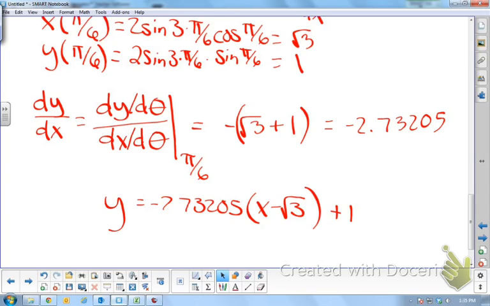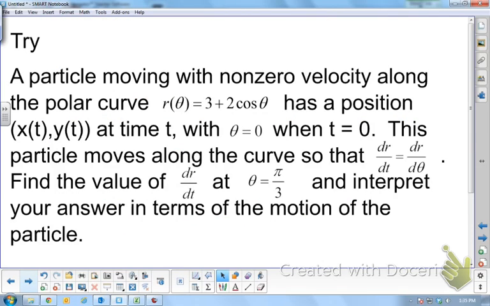So does everyone have this before I move to the next page? Okay, so I'm going to have you guys try one. This is taken from an actual AP free response question, because the book doesn't have great questions for polar coordinates.